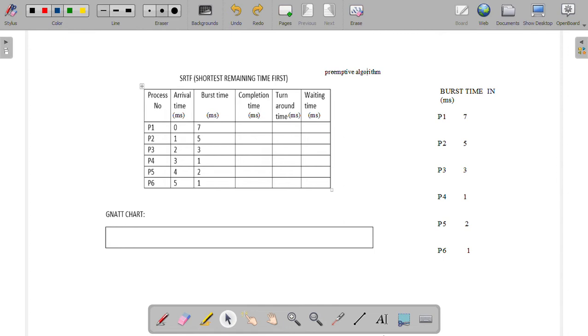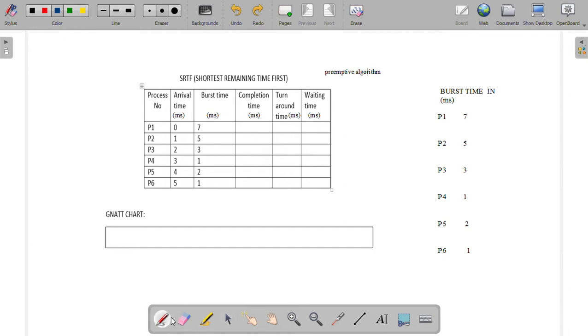In today's lecture, we are going to discuss the shortest remaining time first, or SRTF, CPU scheduling algorithm, which is a preemptive type of algorithm. A preemptive algorithm is one where a process can be terminated by another process before its completion. Here an example is given with six processes and their arrival times and burst times in milliseconds. So let us solve this problem now.